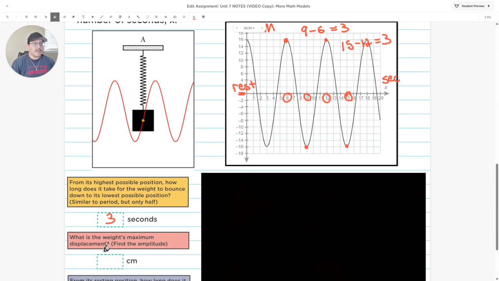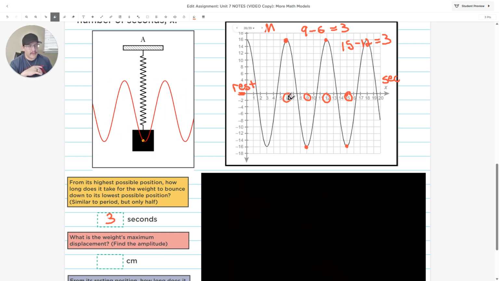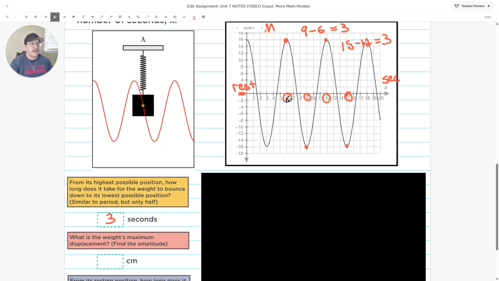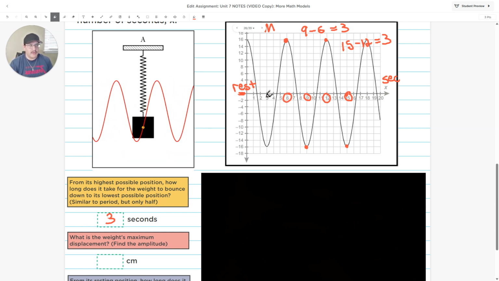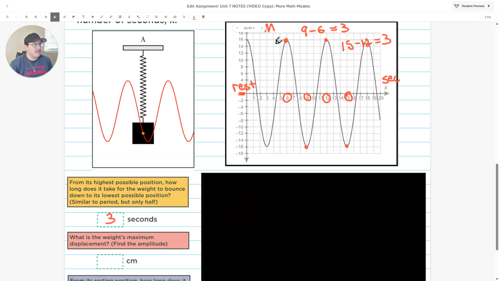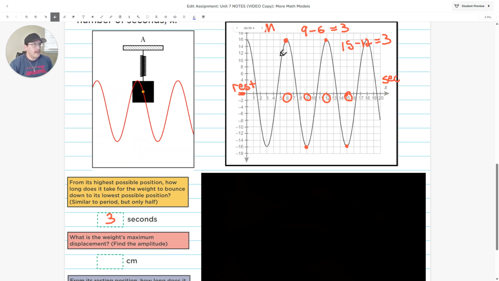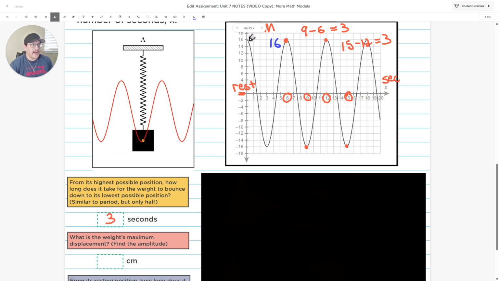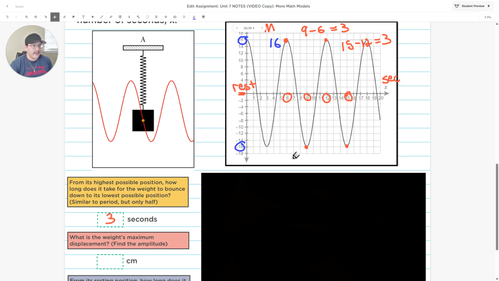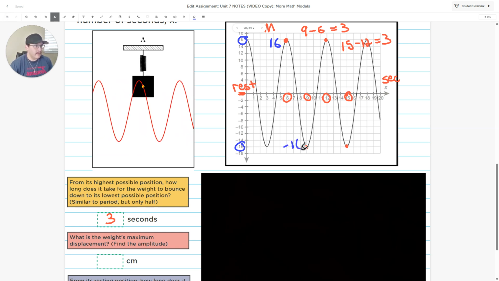What is the weight's maximum displacement? In other words, find the amplitude. From rest, what is the displacement to its highest or its lowest? How much does it deviate from its resting position, which is right here in the middle? What is the highest y value? That is 16. What is the lowest y value? That's about negative 16 right here.